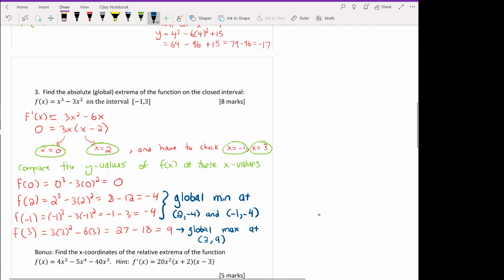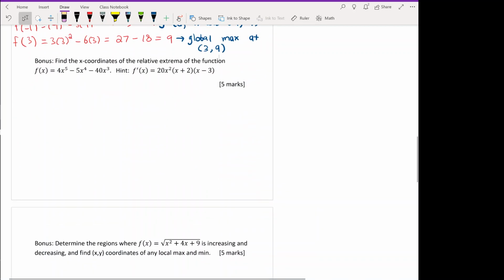Okay, now the bonus questions. First bonus question was asking about x coordinates of relative extrema, which relative extrema is a fancy word for max and min. It's already occurred a few times in the quiz. And they give you a function 4x to the 5 minus 5x to the 4 minus 40x to the power 3, and then they tell us what the derivative is, and in beautiful factored form.